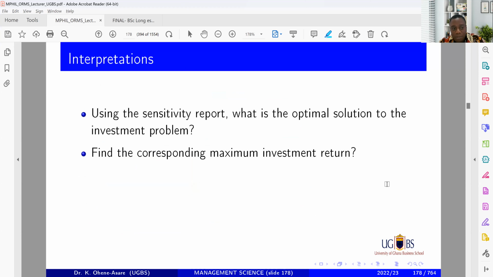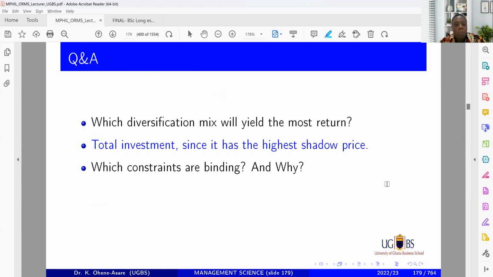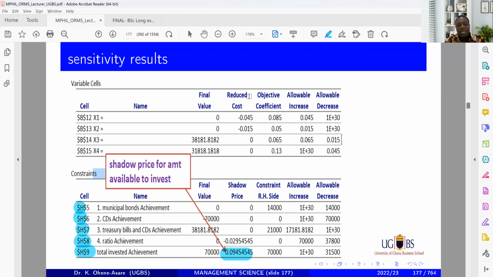Now, next question. Which constraints are binding and why? So that's the next question. Which constraints are binding and why? Let's go back there. Look at the sensitivity result. Which constraints are binding and why? Emmanuel. Emmanuel was not. Which constraint is binding? Nade?